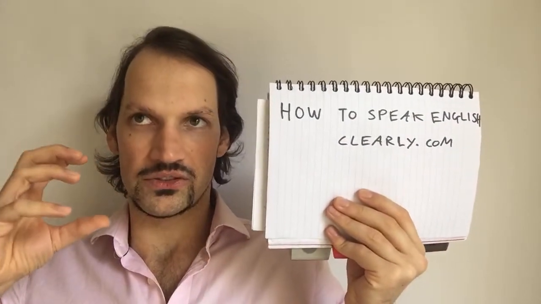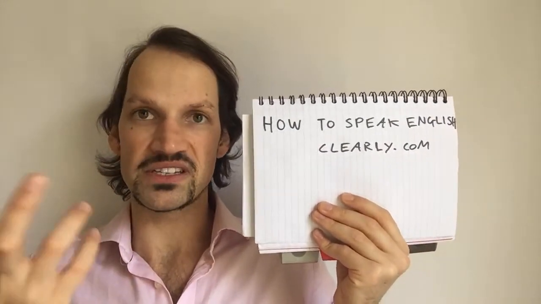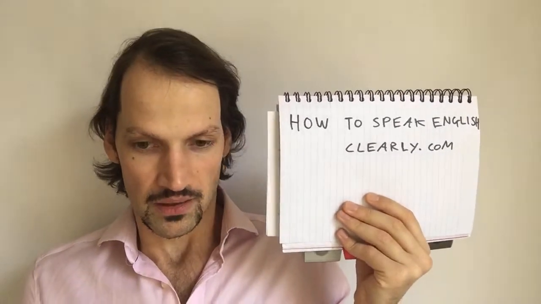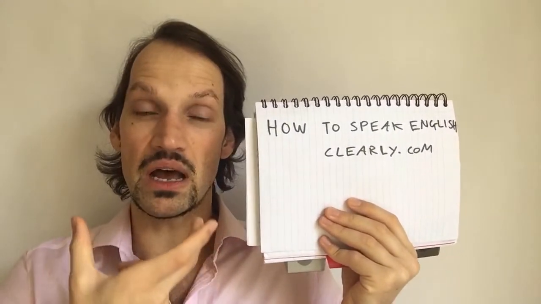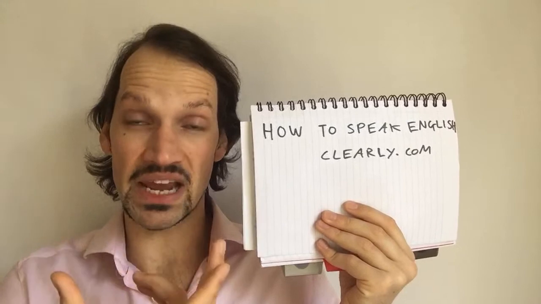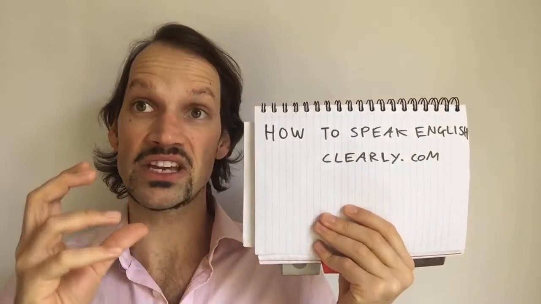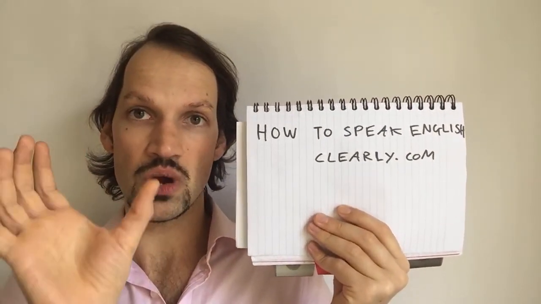So this is an advanced tip, but it's useful for everyone to be aware of. There's a thing called elision and assimilation in English. What assimilation means is when two consonants come together at the end of one word and at the beginning of the next word, they can have an effect on each other to make English easier to speak.